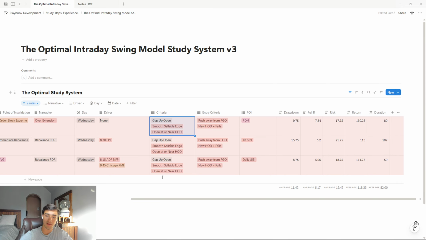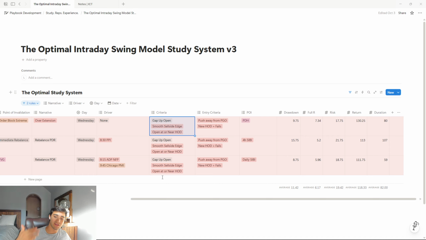It's an anomaly. And now I've created a language. I've put logic behind it to make it make sense for me. Now it makes it more recognizable and repeatable because now I know when the market has a gap up opening, we have smooth sell side edge in the overnight session, and we open at or near the high of day. I know it's likely to open, trade up, fail at the high of day, and then reverse and fill that gap, which would be your next step, your entry criteria.